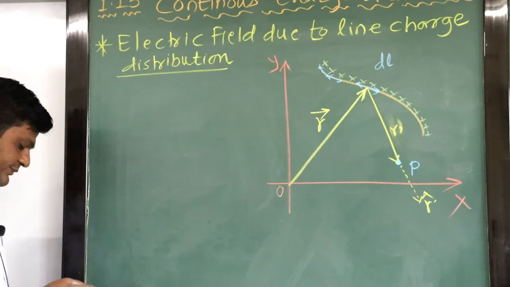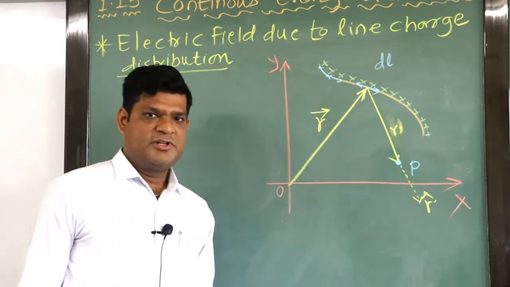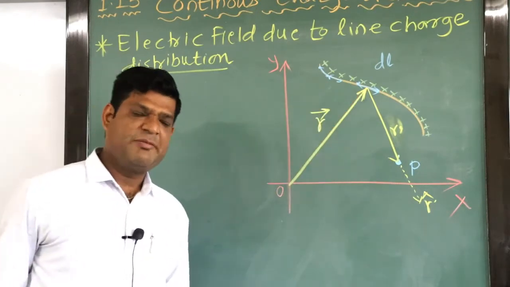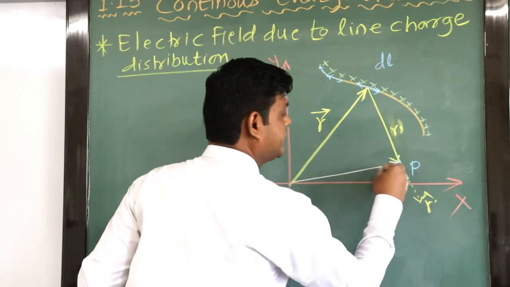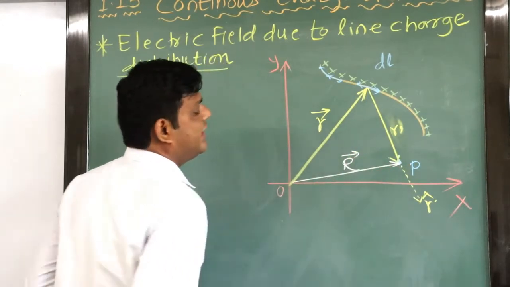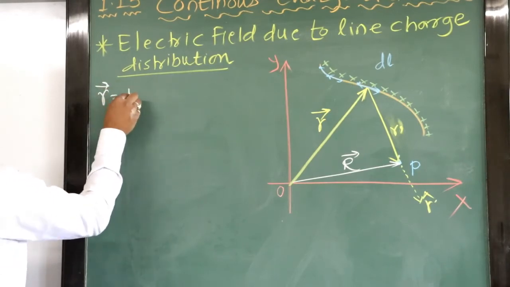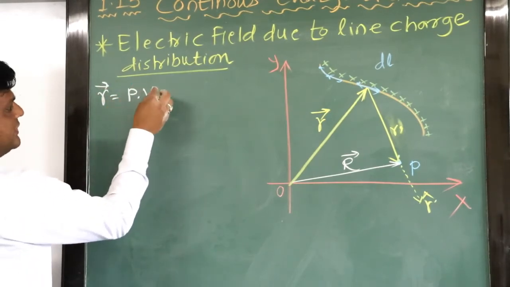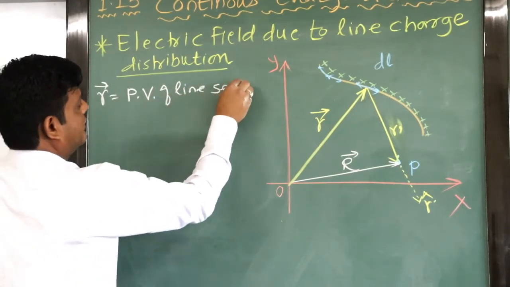See here, first of all, the line is divided into small segments. Consider one of the small segments, right? And the position vector of the point P is denoted by the letter, suppose, capital R vector. Here we will write what R vector is. So R vector is the position vector of the line segment.